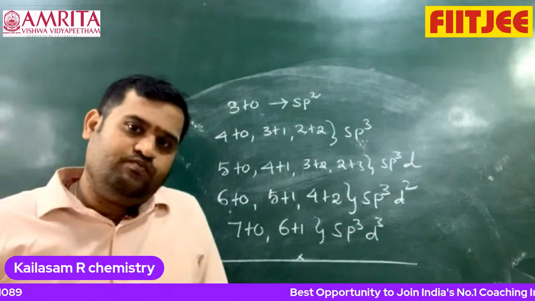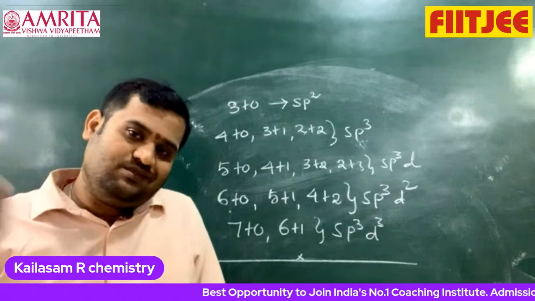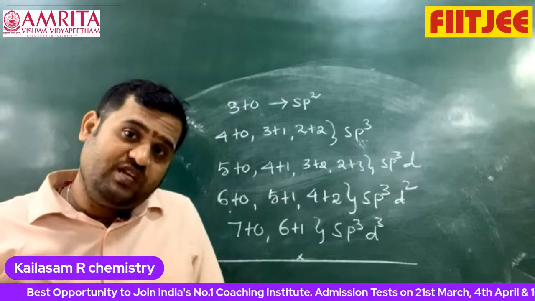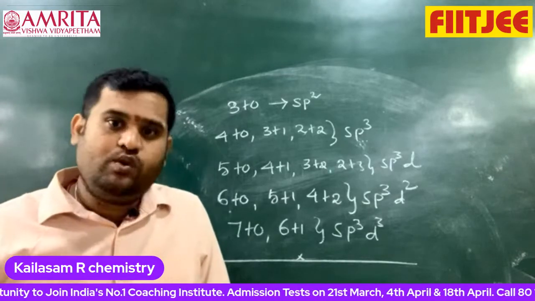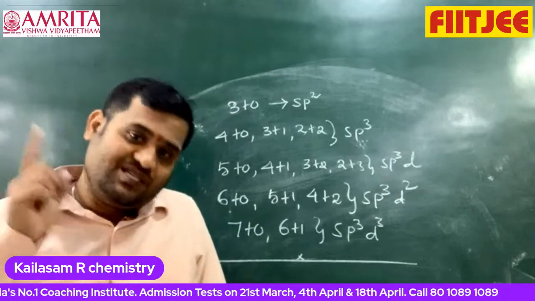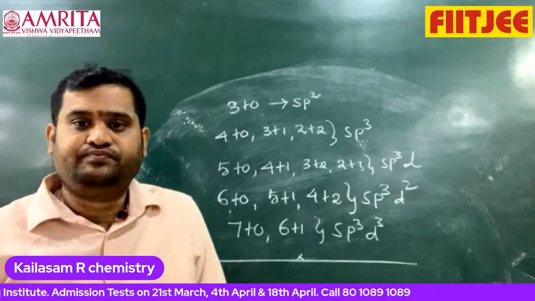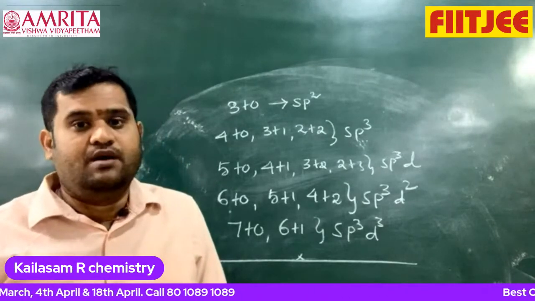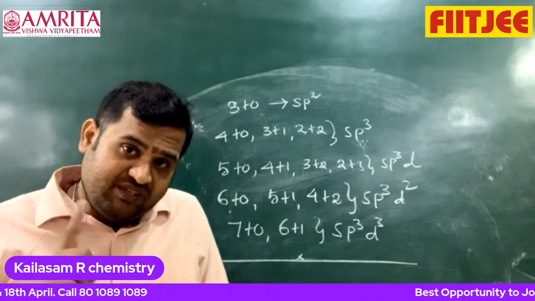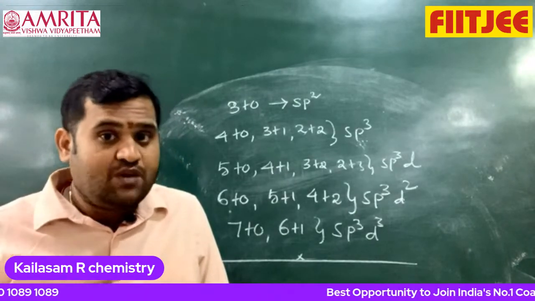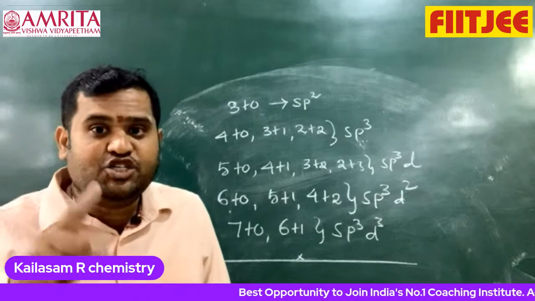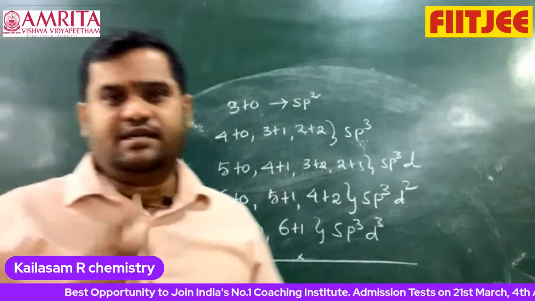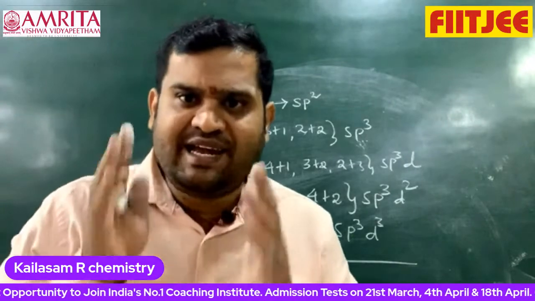If it is 2, it means sp. If it is 3, sp2. If it is 4, meaning 4 plus 0, 3 plus 1, 2 plus 2, it is going to give sp3 hybridization. If it is 5, sp3d. But if it is 5, PCl5 and SF4 both have the same hybridization but different shapes, because SF4 is seesaw. That is what you need to understand here.